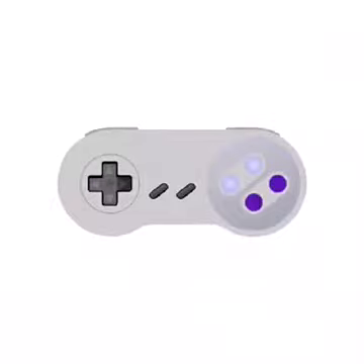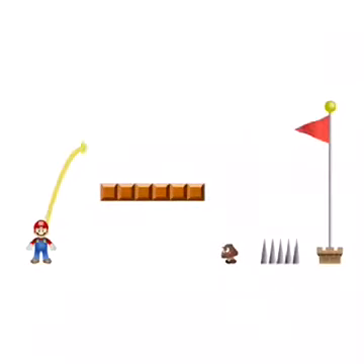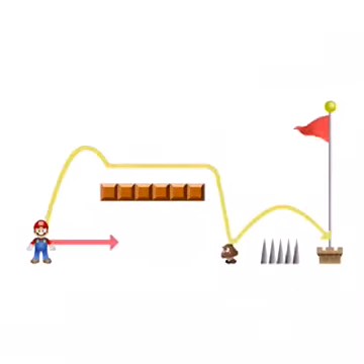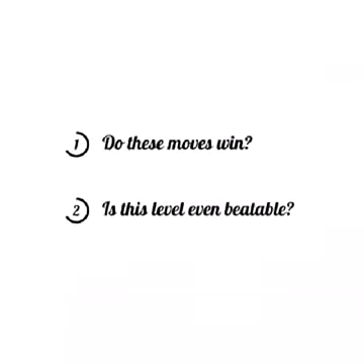Let's look at Super Mario Bros. Not making it, playing it. We have the main character Mario who can run and jump through a level. The goal is to get to the end and touch the flagpole, but there are a bunch of obstacles in the way. Let's think of some interesting questions, like, does this beat the level? Can I even beat this level? How do I win? And what is the fastest way to get through here? Let's look at the first two questions. Do these moves win? And is this level even beatable?